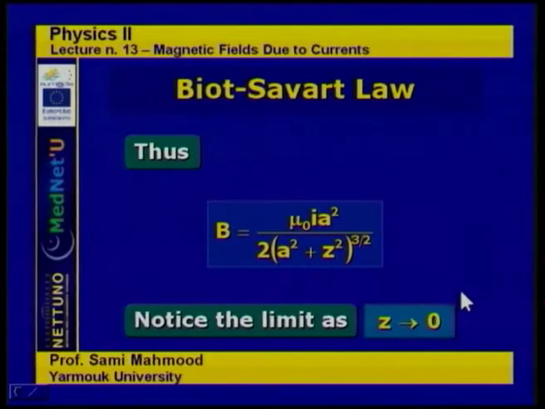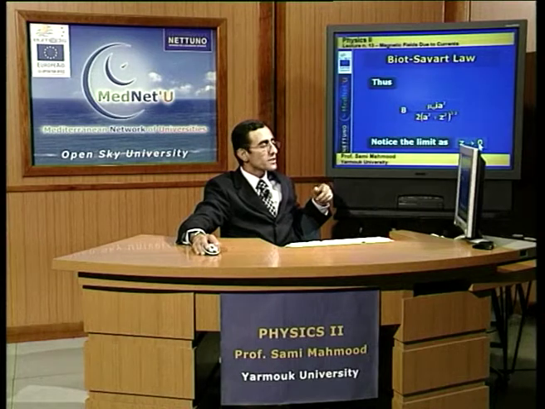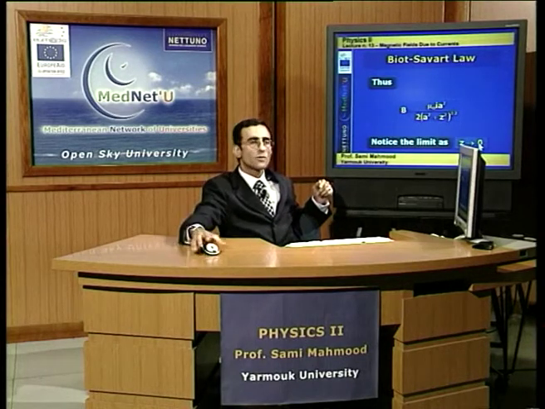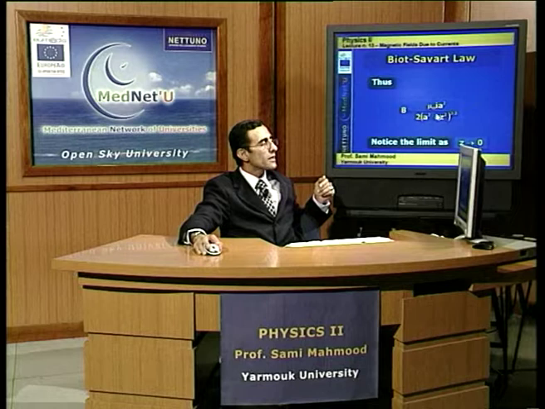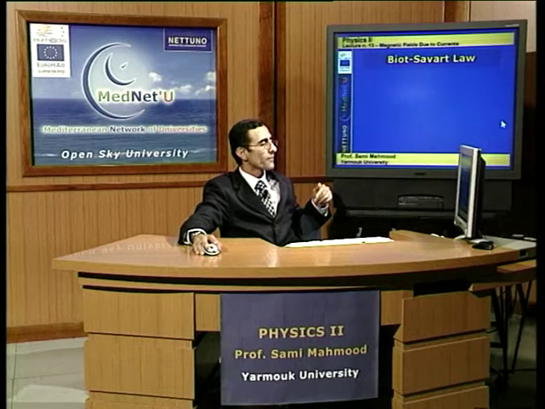And notice that if we set z equal to 0, we obtain the same result that we obtained previously for the magnetic field at the center of the loop. If we put z equal to 0, that's simply the center of the loop. And we get simply mu naught I over 2a, which is the same result as obtained before.